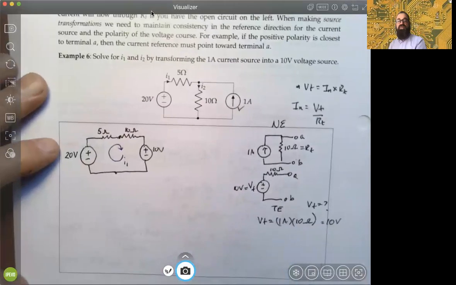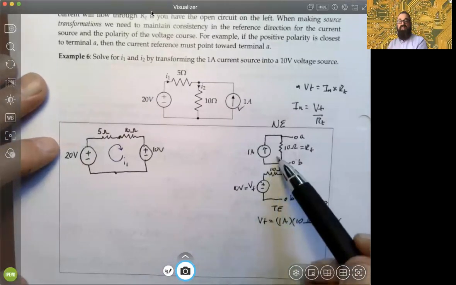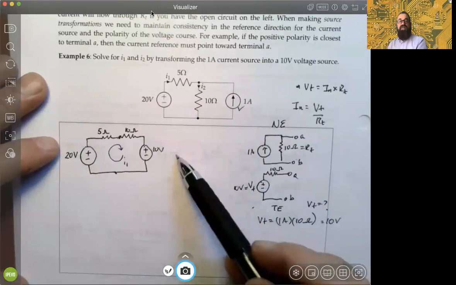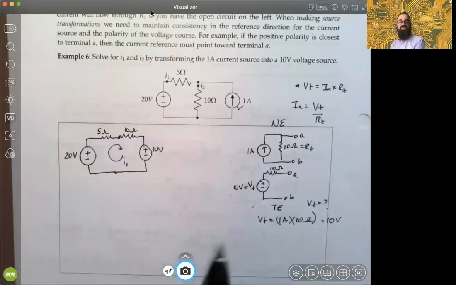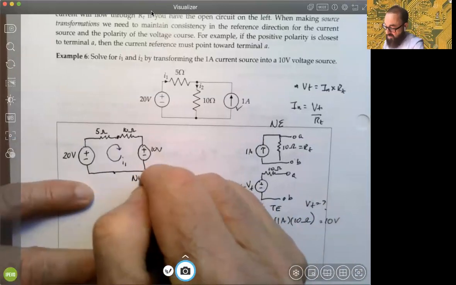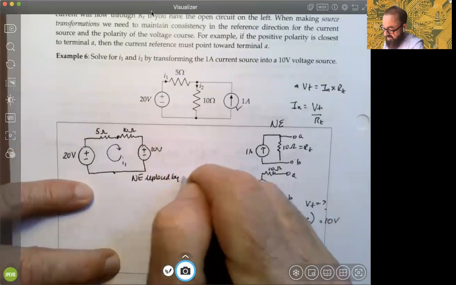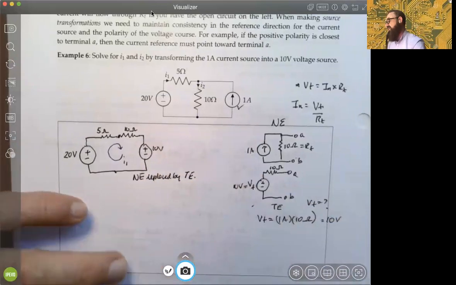But before I continue, I hope this is clear. Taking the representation of the Norton, flipping it to Thevenin, and then replacing it in here, just making sure we reconnect it correctly, right? So what's happened is the Norton equivalent is replaced here by the Thevenin equivalent. That's what we've done, right?